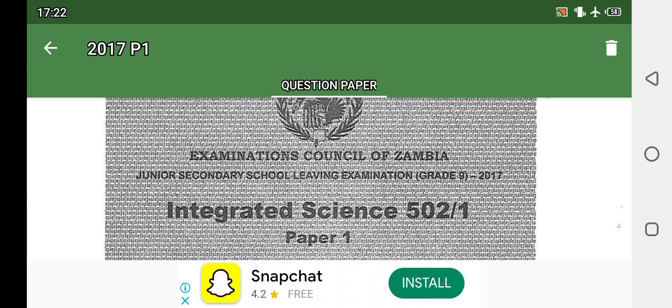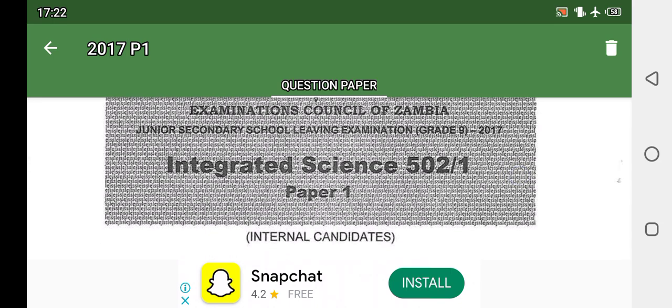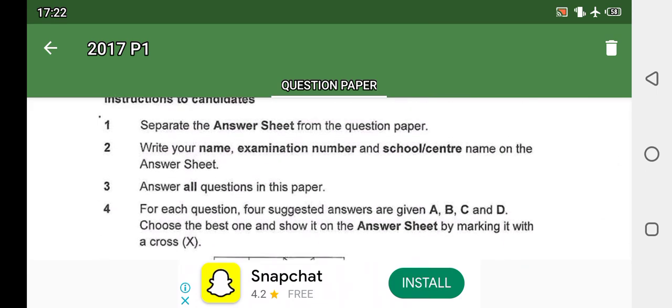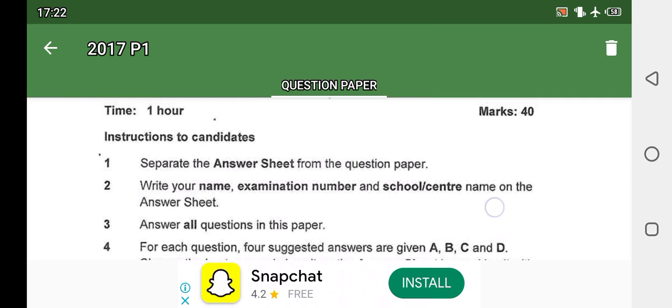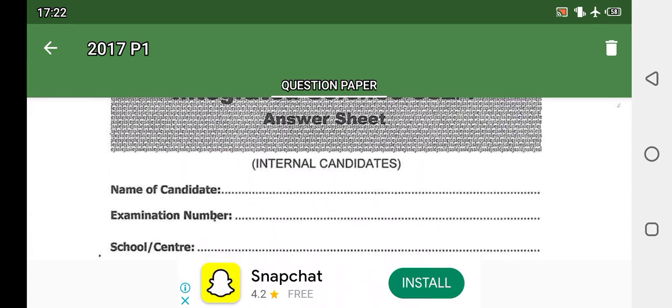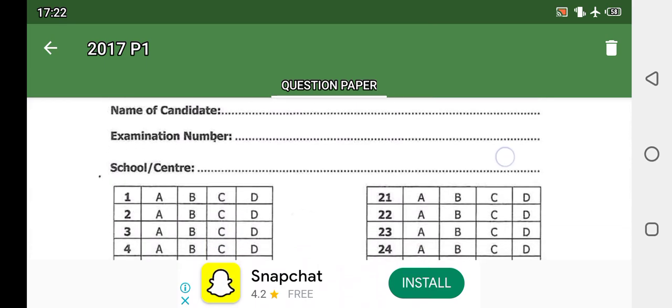In today's revision, we are going to revise the Junior Secondary School Reading Examination Grade 9, 2017, Integrated Science 502, Paper 1. The first thing we should do before answering any question is to read and understand the instructions. Instructions are very cardinal. When you understand the instruction, make sure that you indicate your particulars here. That means your name, exam number, and school center.